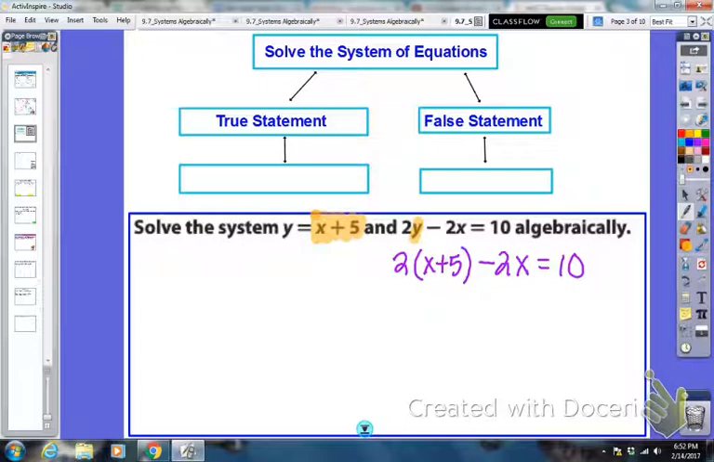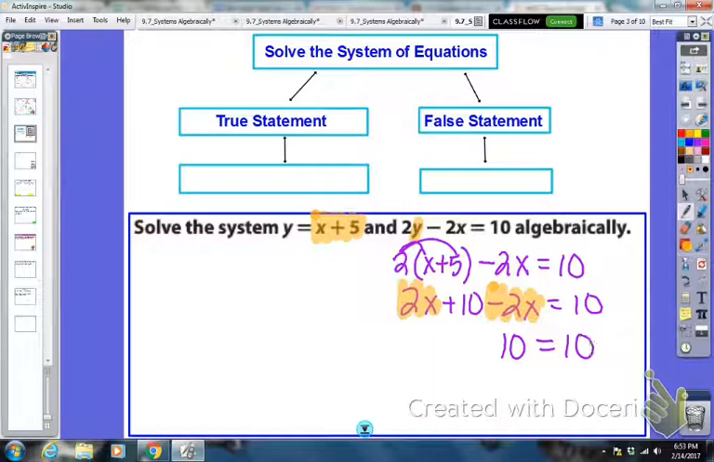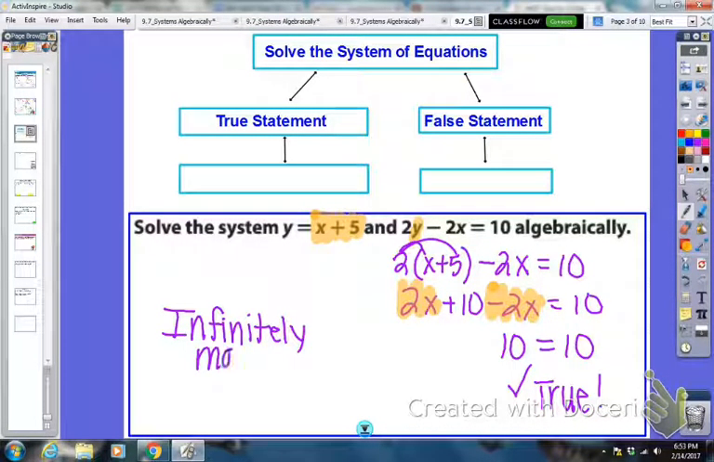So that's the first step. Then distribute and solve for x. So this is 2x plus 10 minus 2x equals 10. Well, if we look here, 2x subtract 2x becomes 0. So then you just have 10 equals 10. Well, this is always a true statement. 10 is always equal to 10. We know that. So when it is a true statement, your solution answer is not an ordered pair. It's infinitely many solutions. So if you were to graph this, it would be one of the graphs that are the same line on top of one another.